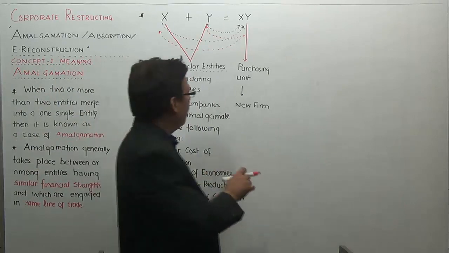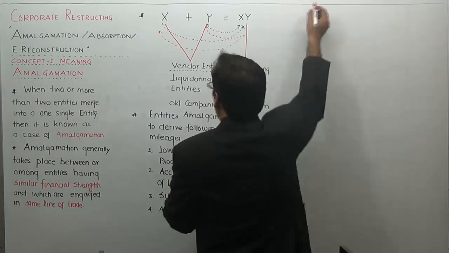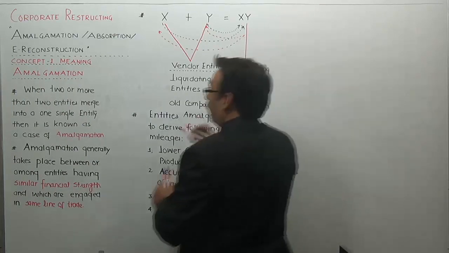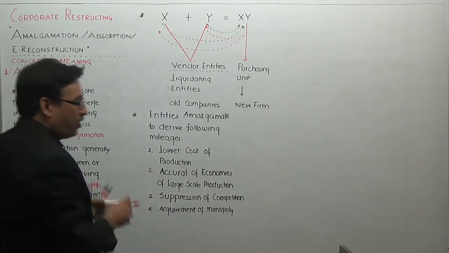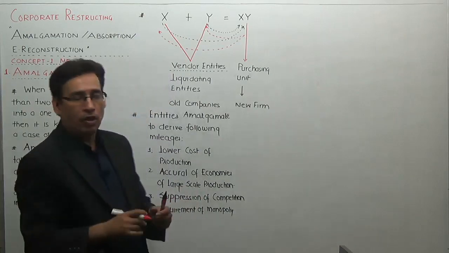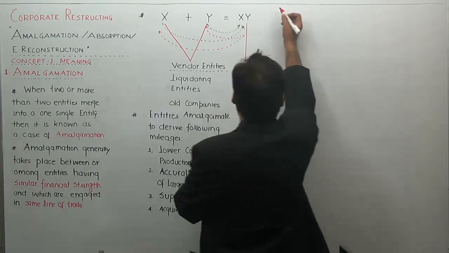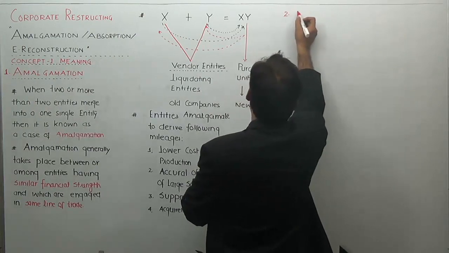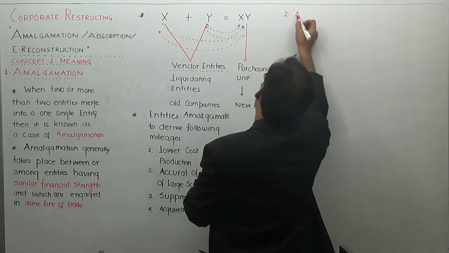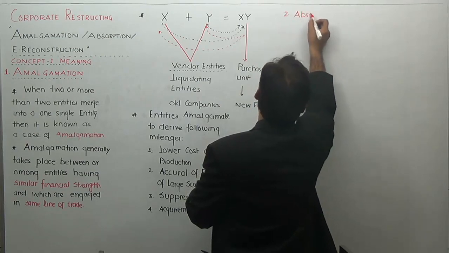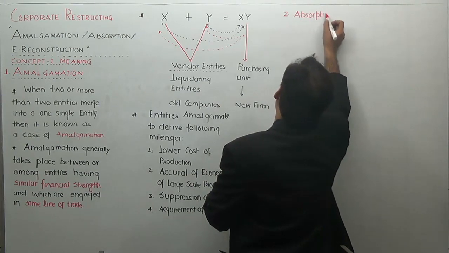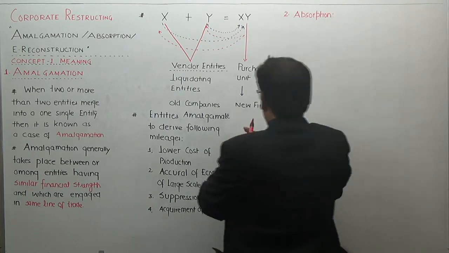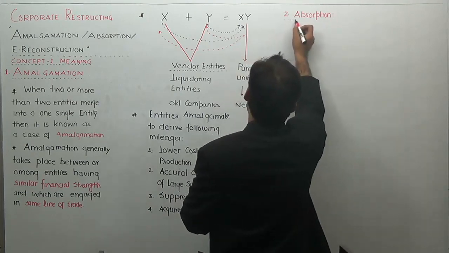Now the second terminology is what we call absorption. First, we tried to gain a little bit of idea with respect to amalgamation, and after acquainting ourselves with amalgamation, now we shall try to understand the meaning of absorption. Second point is absorption.